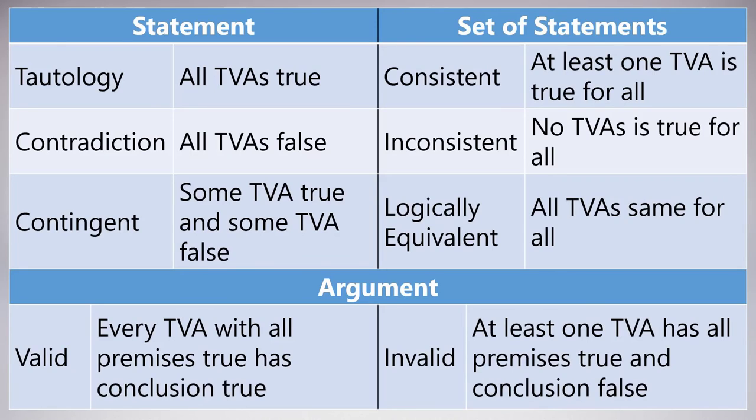This is a summary of the semantic properties that we've covered. Notice that I've carved them up into statements, sets of statements, and arguments, and it's really important that you appreciate that difference. You never want to say, for example, that an argument is contingent. That doesn't make any sense because arguments do not have that semantic property. That would be like saying the time is green. You used words in the language, but it didn't make sense. The only things that can be contingent or contradictions or tautologies are statements.